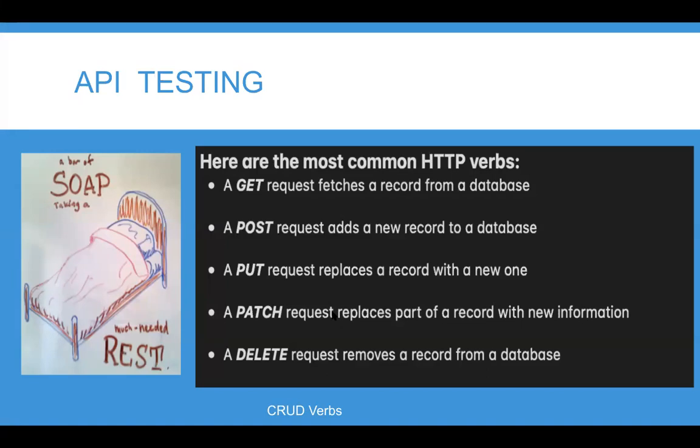So we have a GET request. When you go to BBC weather.com or whatever, and you want to say, okay, what is the weather forecast for tomorrow? You are doing a GET request. You are saying, okay, get me the weather for London on Thursday, of August. You are doing a GET request, right?